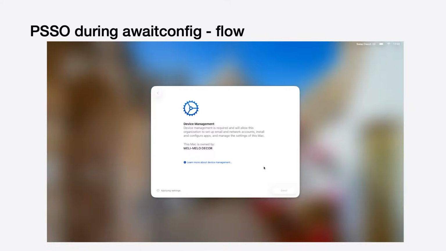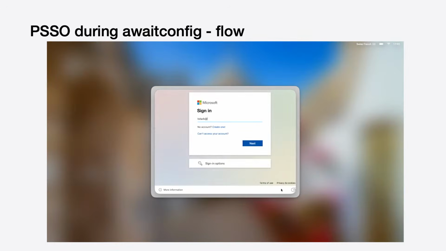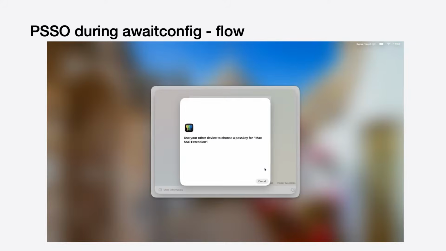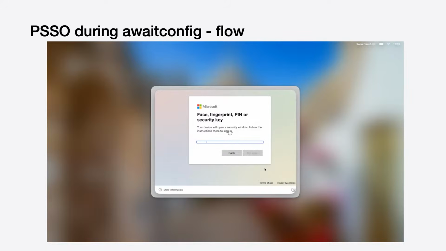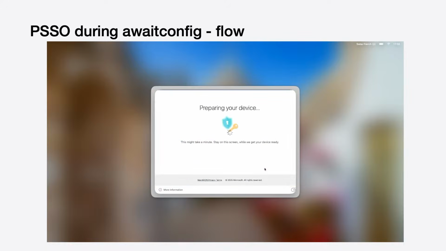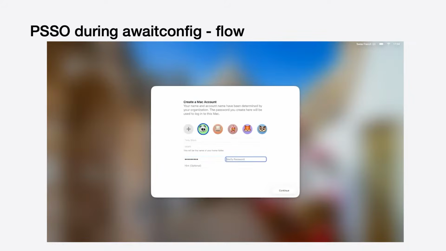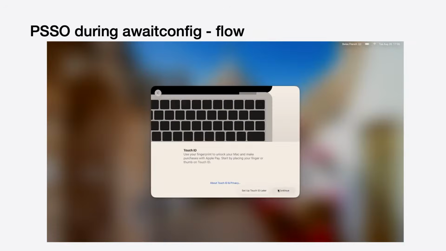The user comes here to complete their authorization flow, enters their account information again, and still follows the modern auth, and then device registration is ready after this screen. Here, your user will see preparing your device and then sign in to organization with their corporate account. With the password and with creating a local account here, the user will just proceed with the rest of the regular experience for enrolling their macOS devices. And then after that, they will be able to use their device.